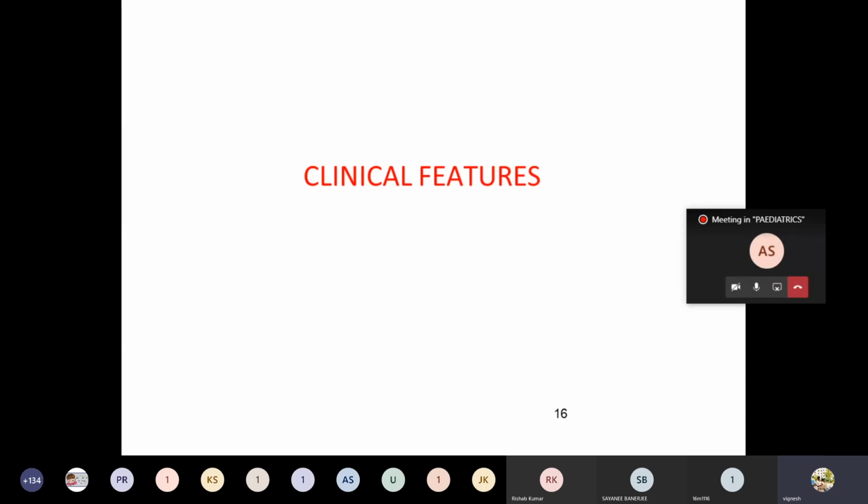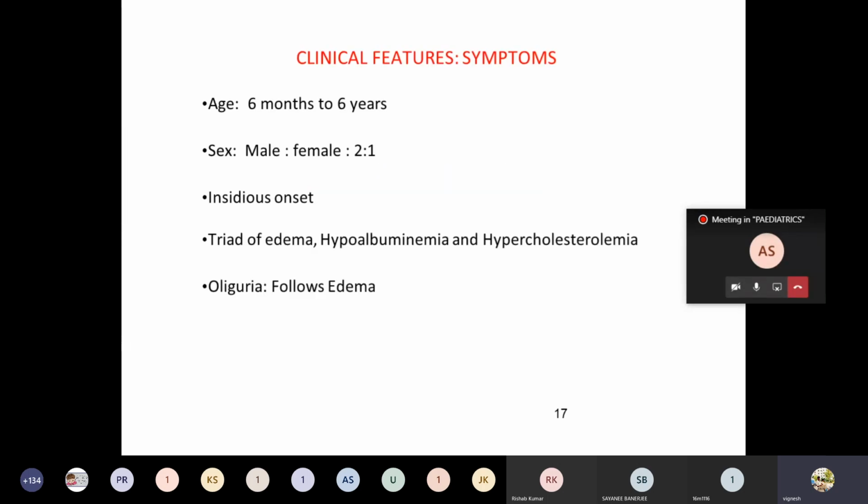So let us go to clinical features. Clinical features, as I already told, it is seen in the less than 6-year-old child. It is very important. So it has to be seen only less than 6 years. If you are going to diagnose nephrotic syndrome in more than 6-year-old children, usually it will be wrong. So always think of nephrotic syndrome as less than 6-year-old children, 6 months to 6 years. Please memorize. Usually seen more in males rather than females. It is 2:1. It is progressive onset, that is insidious onset.